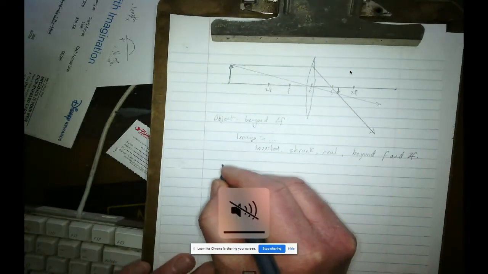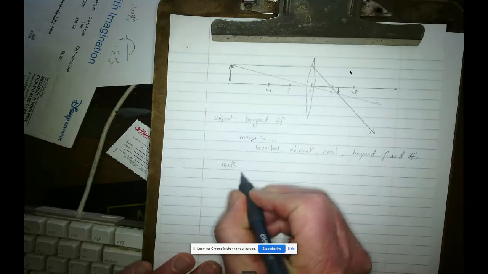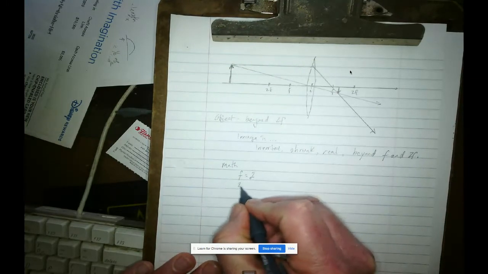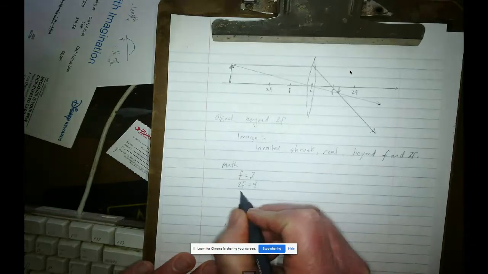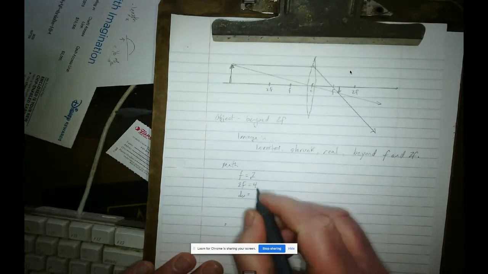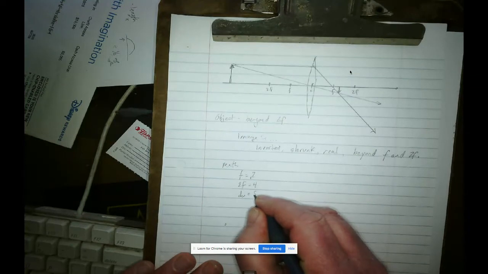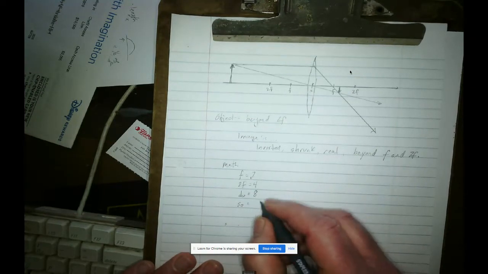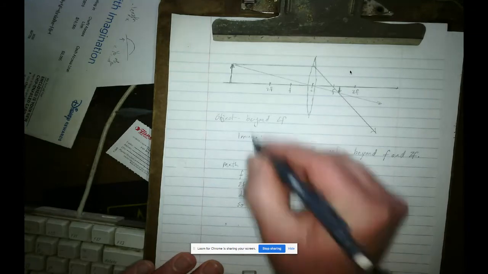So for the math, let's take a look at this. I'm just going to make up some numbers. Let's say F is 2, 2F is 4. So the distance of the object has to be bigger than 2F. Let's pick a number. Let's make it, say, 8. And let's make the size of the object 2, because it's too high here.